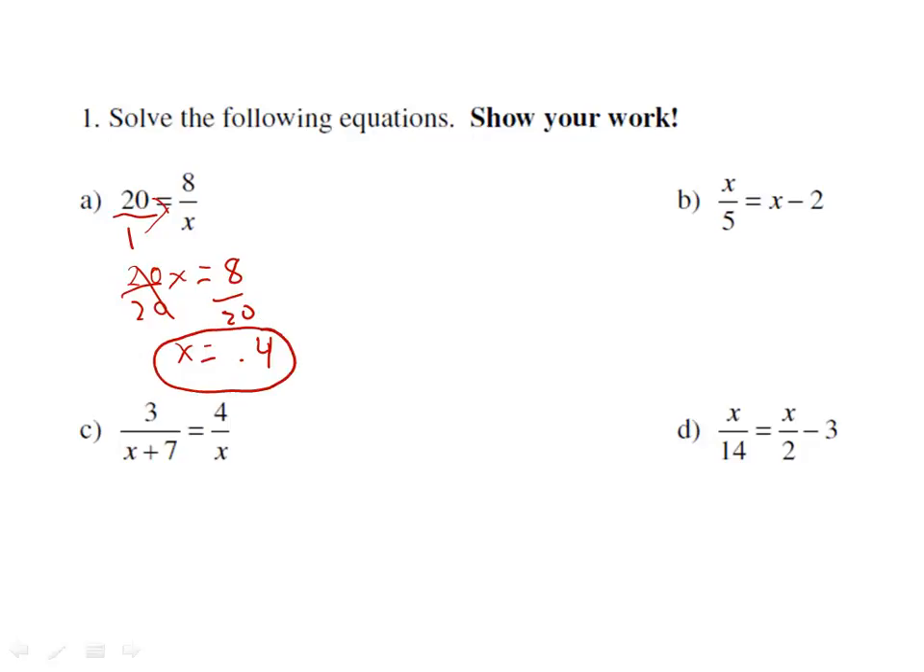If you're wondering if that's right, plug it in up here. Do 8 divided by 0.4. You'll see that you get 20.